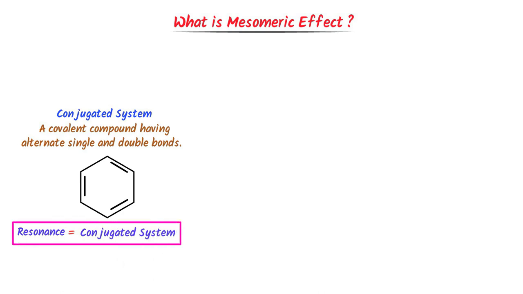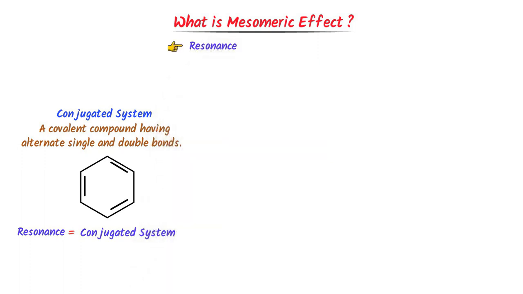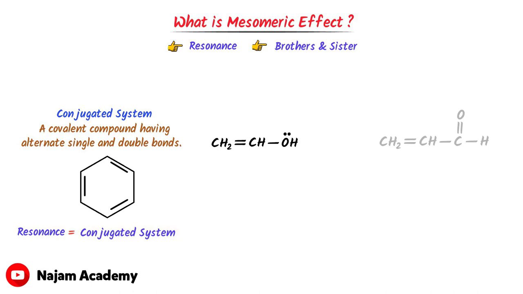For resonance we need a conjugated system. Now we have already learned that for mesomeric effect, the first condition is resonance. The second condition is resonance having one sister. For example, consider these organic compounds.